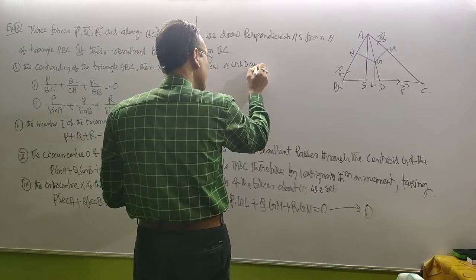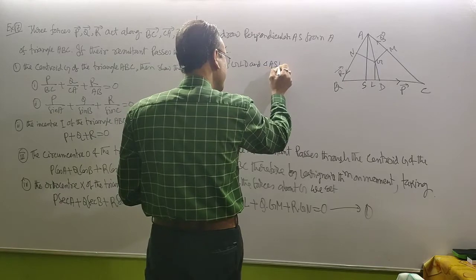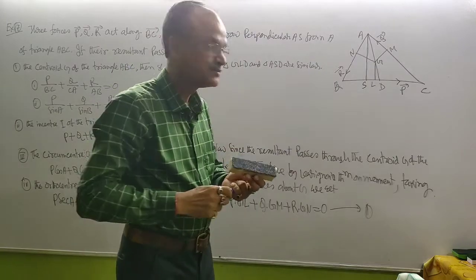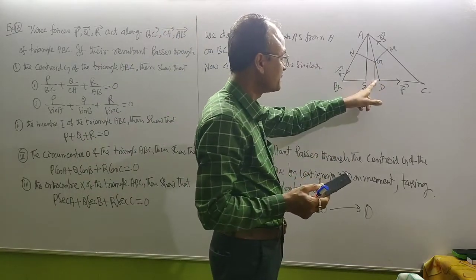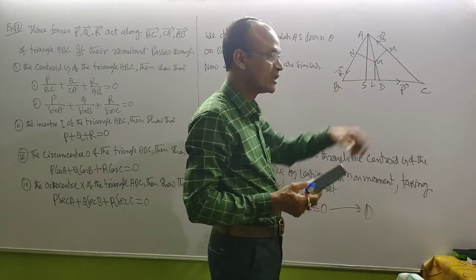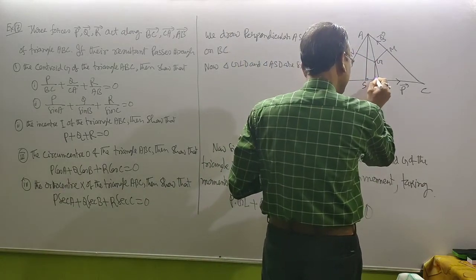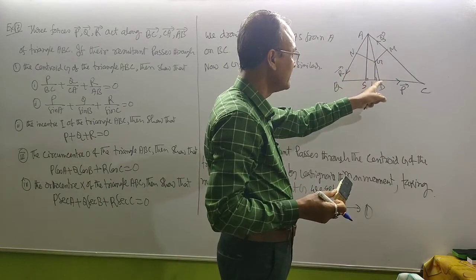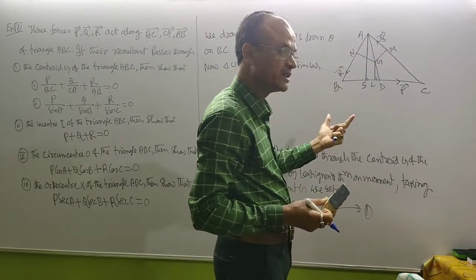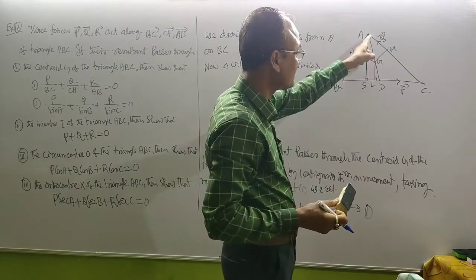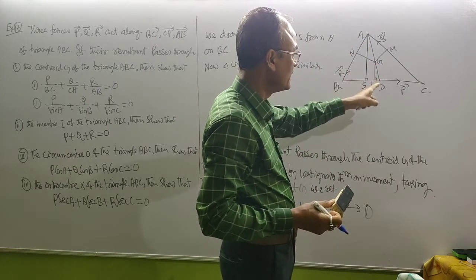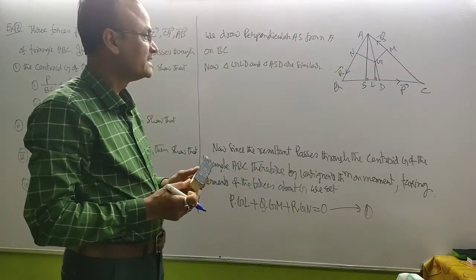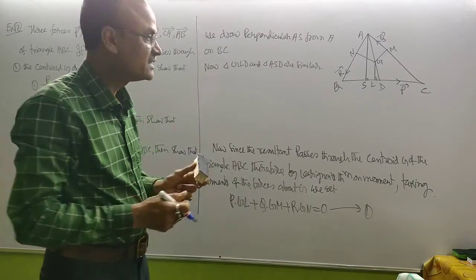Now, triangle GLD and triangle ASD are similar. Why? You see, GL is perpendicular on BC, AS is perpendicular on BC. Therefore, this angle is 90 degrees, this angle is also 90 degrees. And angle GDL is equal to angle ADS. Consequently, two angles are the same, so the third angle will also be the same. This angle LGD and this angle SAD will also be the same. Therefore, the two triangles are similar.